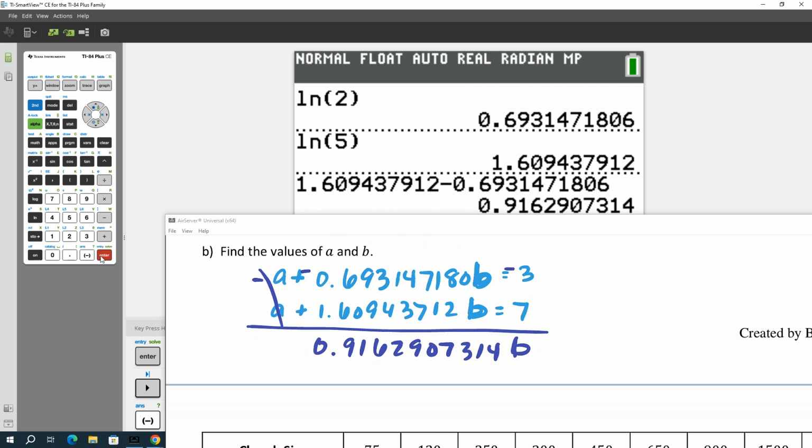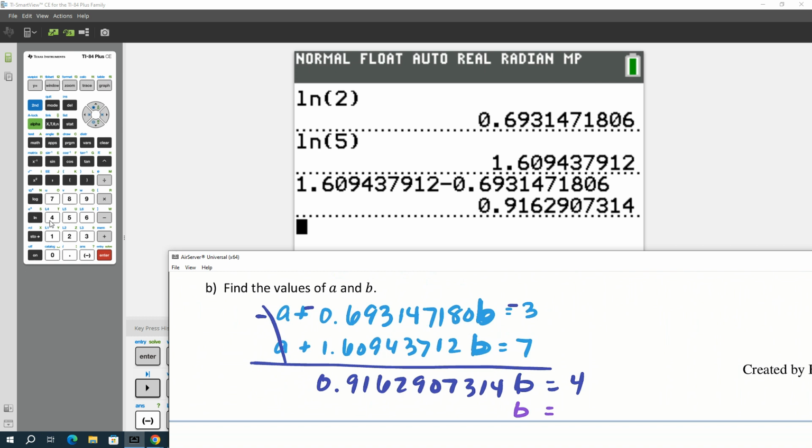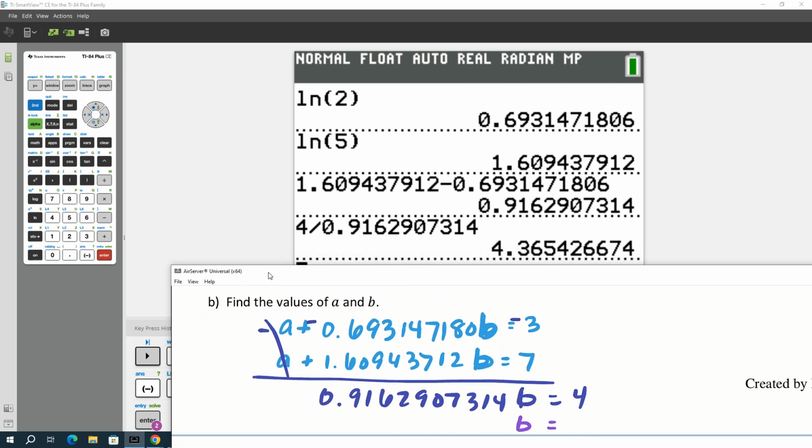And that's a b at the end. And then -3 plus 7 is going to be 4. All right, and then what would we do to solve that for b? Divide, right? We would just take 4, and we would divide it by that decimal we just got. All right, and that gives us what b is.